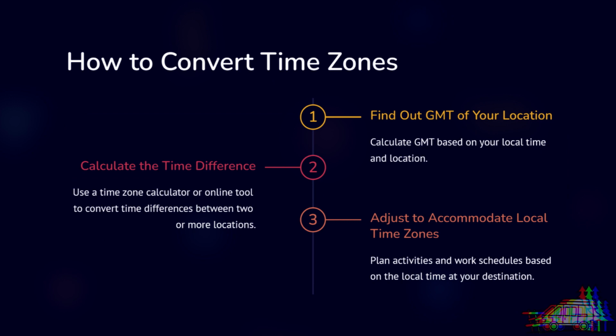How to convert time zones. Find out the GMT of your location. Calculate GMT based on your local time and location. Calculate the time difference. Use a time zone calculator or online tool to convert time differences between two or more locations. Adjust to accommodate local time zones. Plan activities and work schedules based on the local time at your destination.